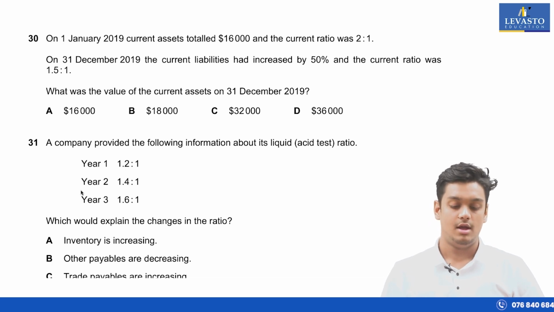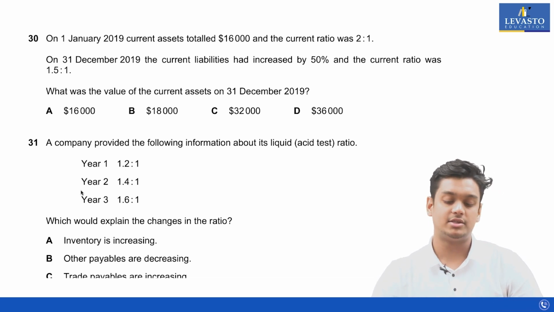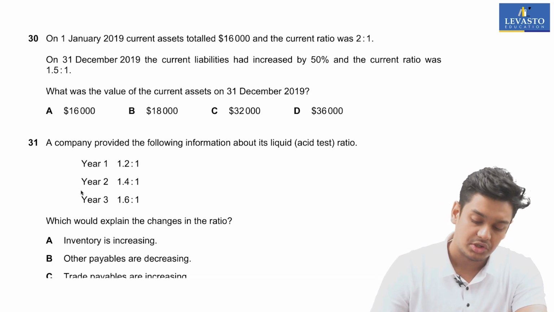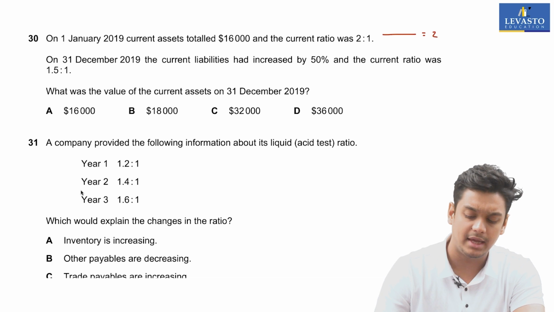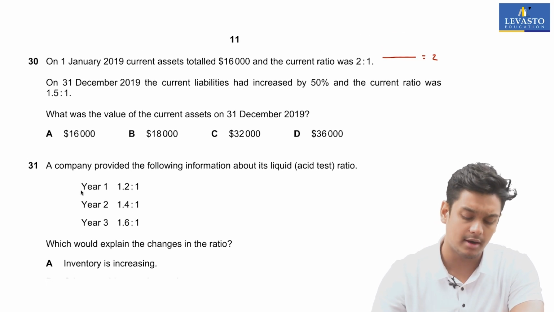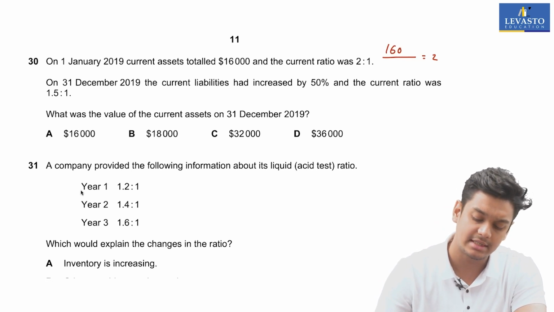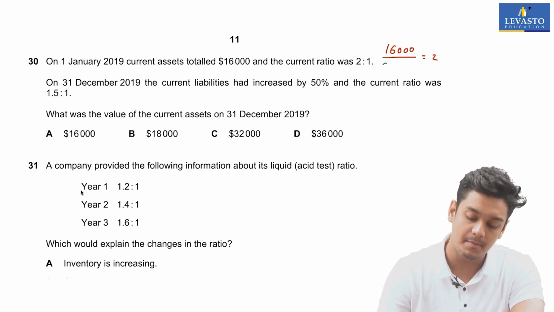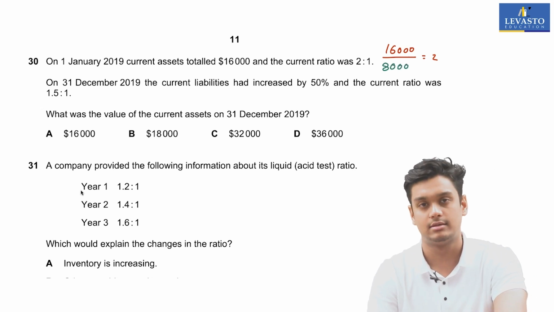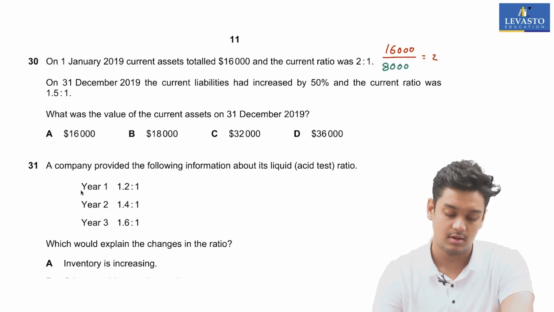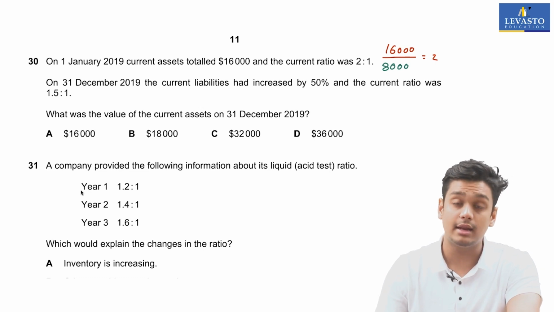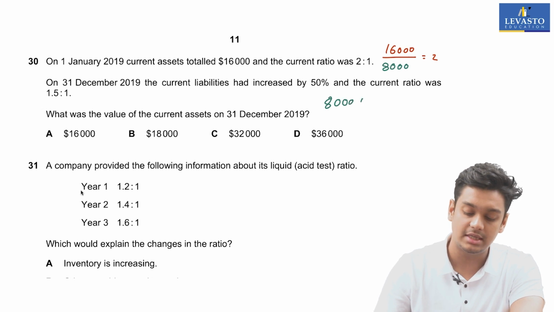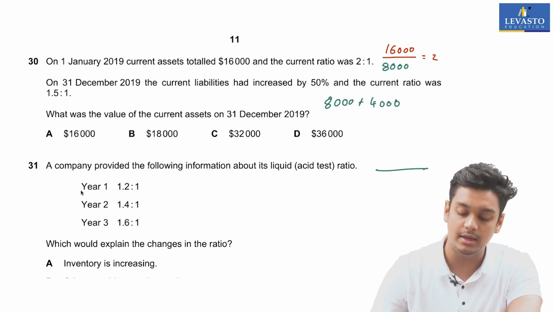30th MCQ. On 1st January, current assets totaled 16,000 and the current ratio was 2:1. So current ratio is 2:1. That means current assets divided by current liability, right? And your current asset is 16,000. So what does this indicate? This indicates your current liability is half your current assets. That means it's 8,000. Then they are saying current liability increased by 50%. So 50% of 8,000 is 4,000. So 8,000 plus 4,000, your new current liability will be 12,000.